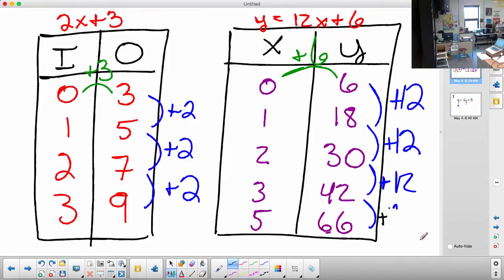It is plus 24 because I jumped from 3 to 5. So I had to jump 2 spots. Okay? I could have. I didn't want to on purpose.